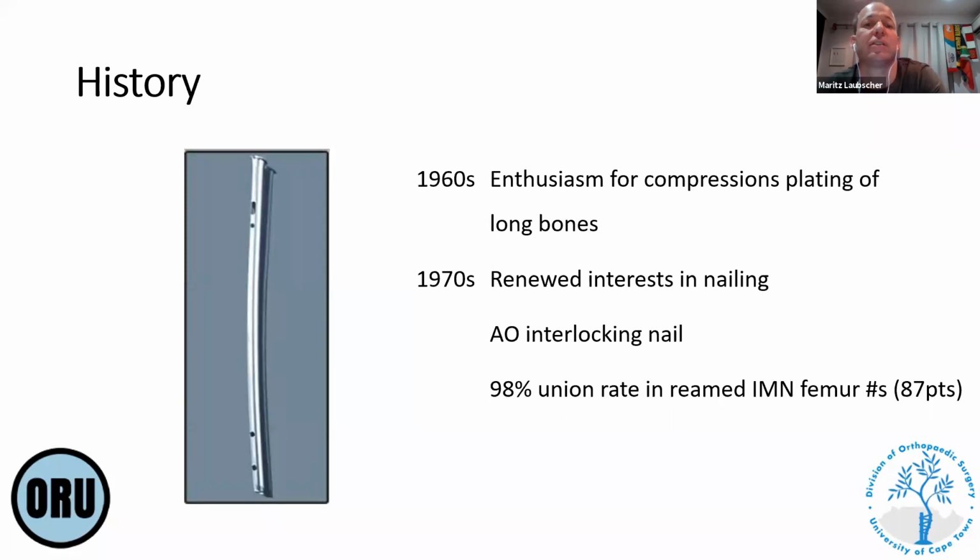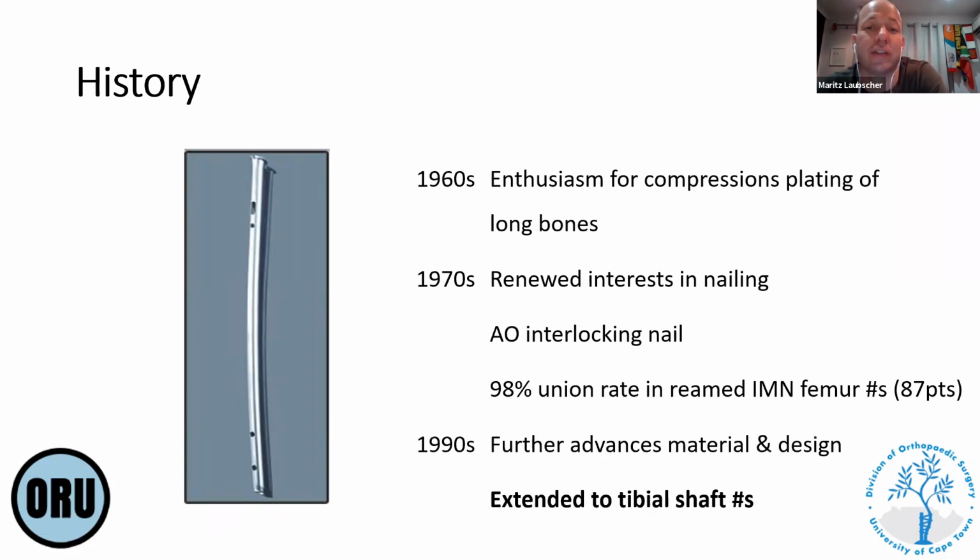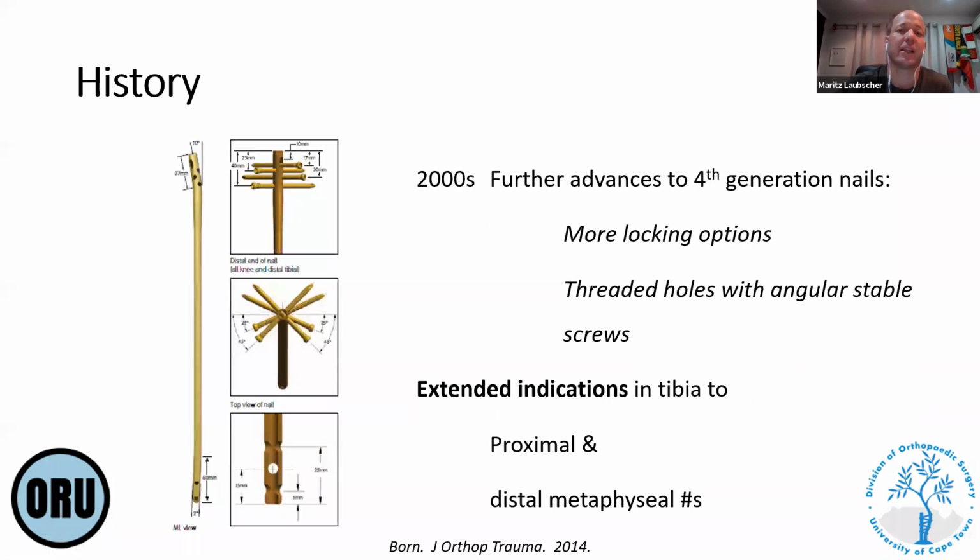In the 70s, there was a renewed interest in nailing. And the first AO series of interlocking nails demonstrated a 98% union rate for reamed intramedullary femur nails. And the reason why I really give this background is to show you that it's only really in the 90s that nailing extended to the tibia, because nailing of the tibial shaft is not as straightforward as nailing the femur.